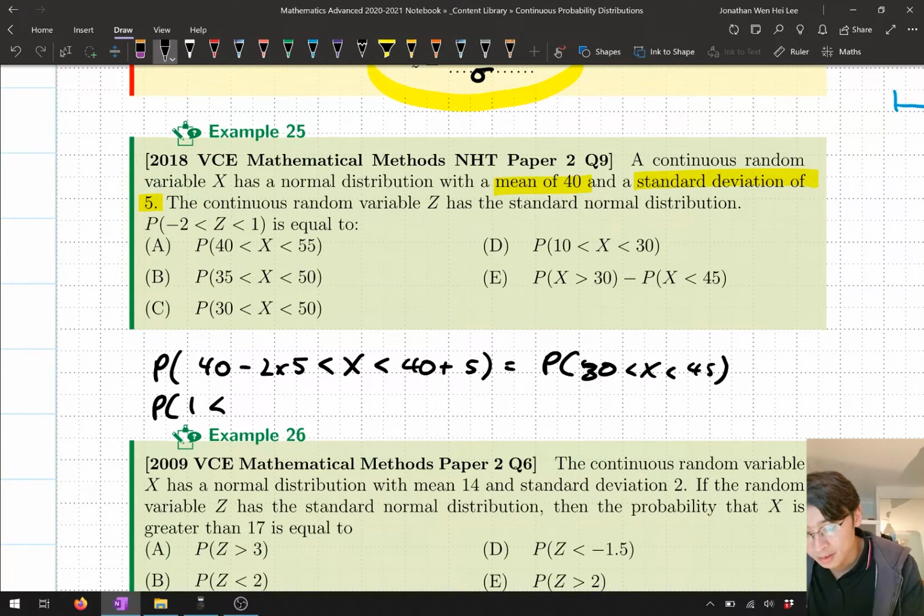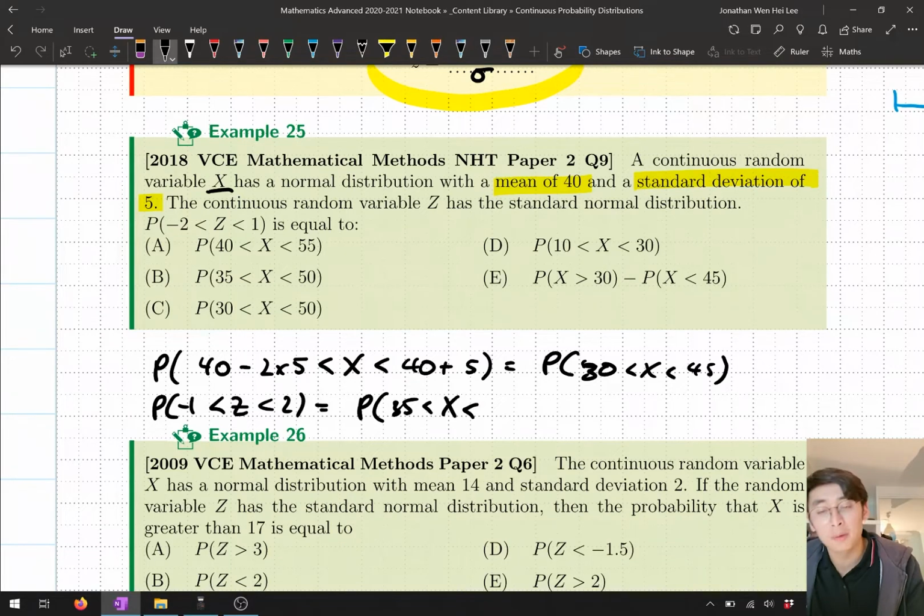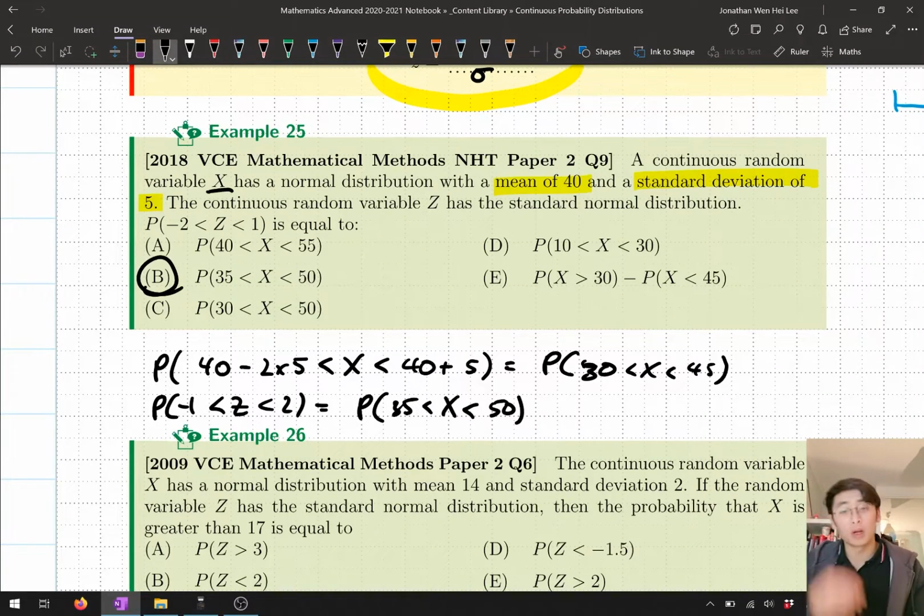one standard deviation below all the way to 2 standard deviations above, that's just going to be, well, with my original random variable of x, that would be 40 minus 5, which is 35, and the upper half would be 2 standard deviations above, so 40 plus 2 lots of 5, or 40 plus 10, which is 50, which gives us answer B. And so this is just us relating our standard normal distribution, so z, and using those z-scores of -1 being 2 standard deviations below, and 1 being 1 standard deviation above, and our original random variable.